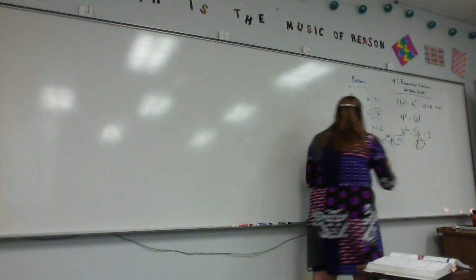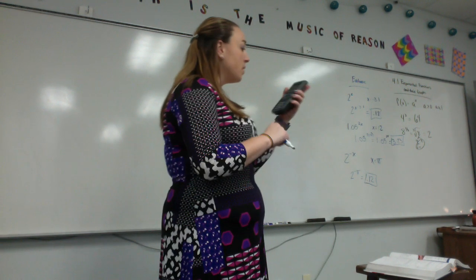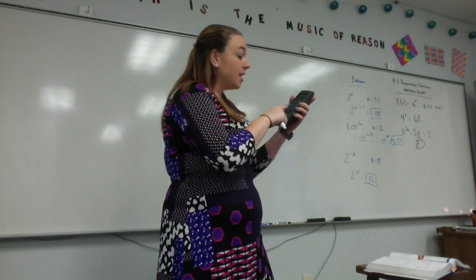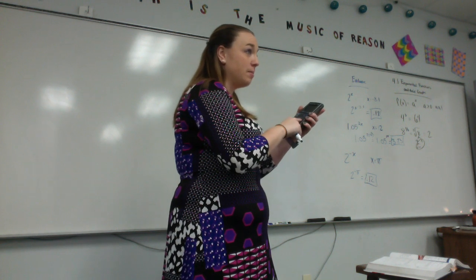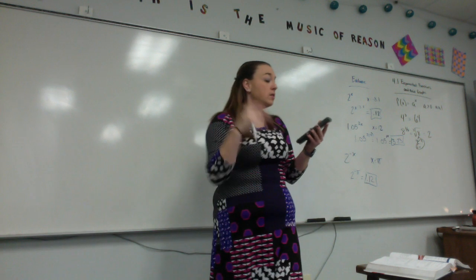You need to use the pi button. The pi button is above the caret button. You press 2, then you press caret, then you press the negative sign, then you press second, and you press the pi button. You press enter, and you'll get 0.12 when you round.